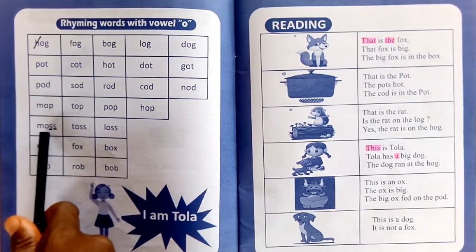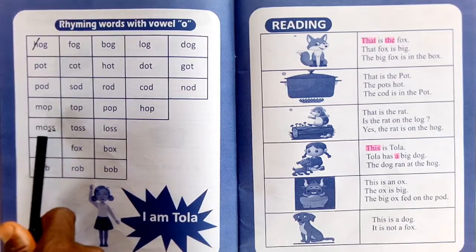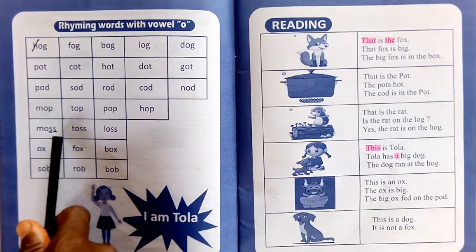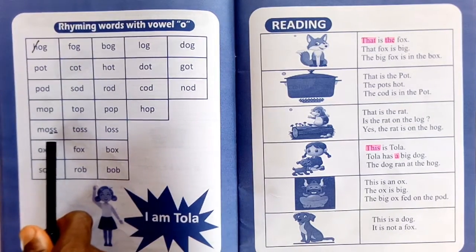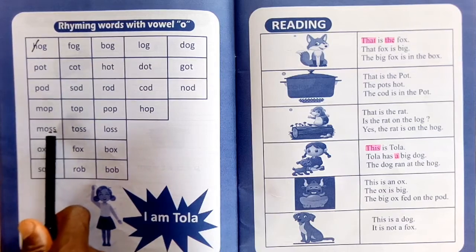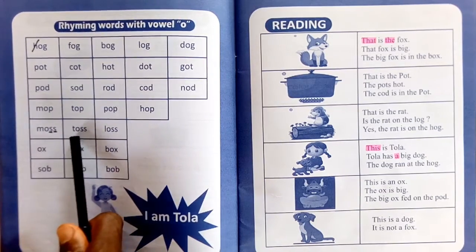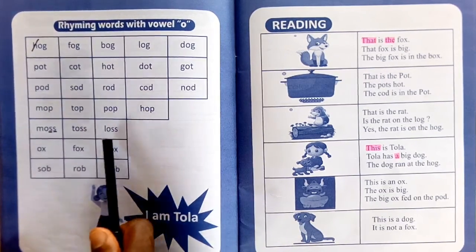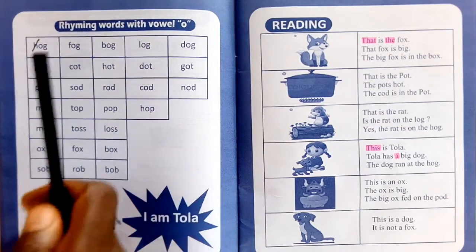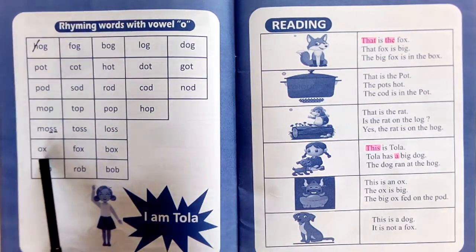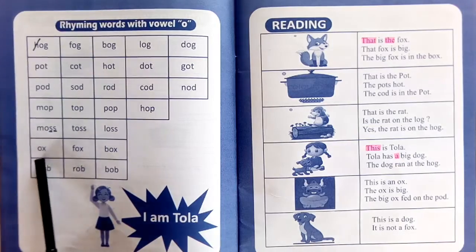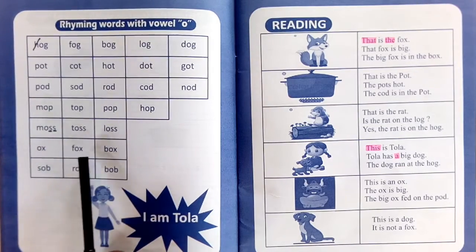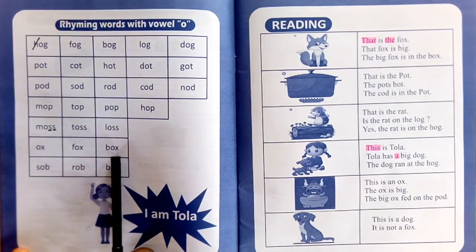So you say M-O-S, you don't need to say M-O-C. No, the O sound will be called as one. So you say M-O-S, mouse, T-O-S, toss, L-O-S, loss. Then for the X sound, as I've said, you can just say ox, fox, box.